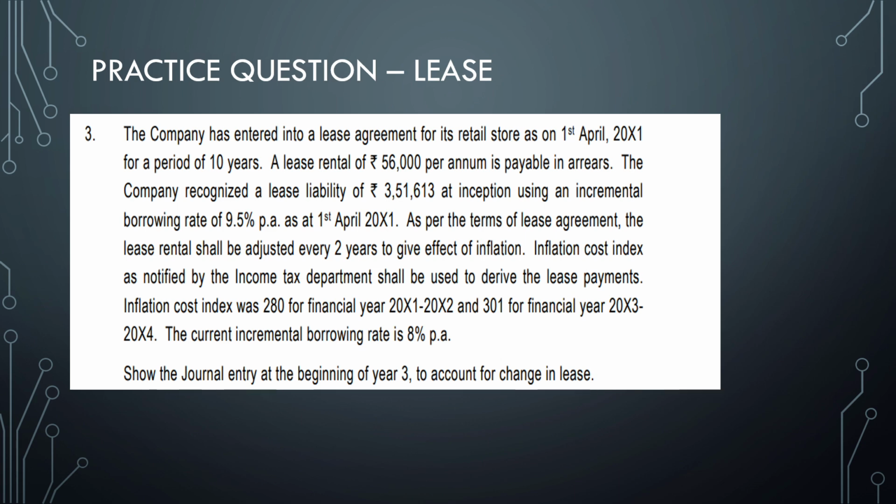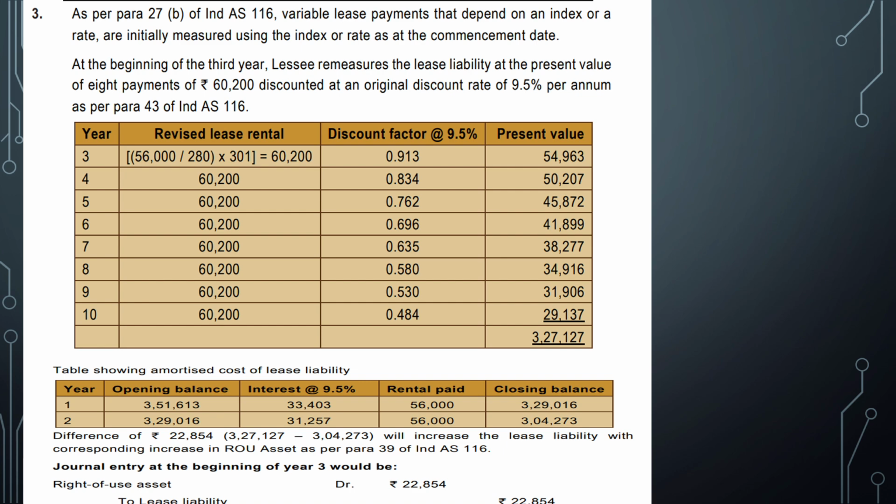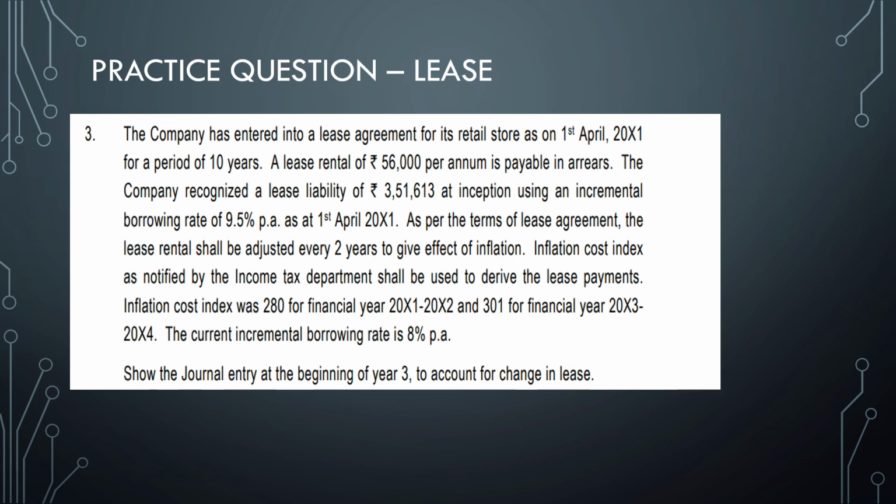Nice question. So let's quickly check how you need to proceed for this question. The first step is that at the beginning of the third year, the lessee remeasures the lease liability at the PV of the revised payment, that is 60,200, using the PV factor. The key term in this question is the use of the cost inflation index.